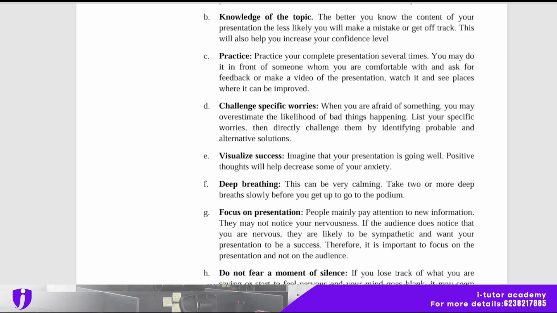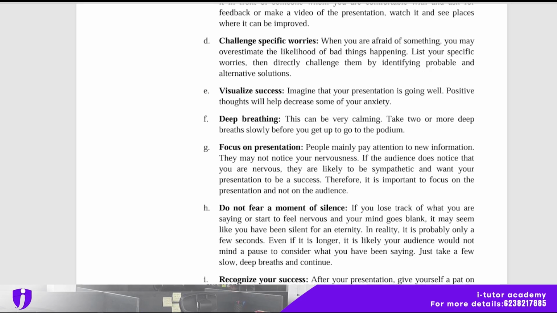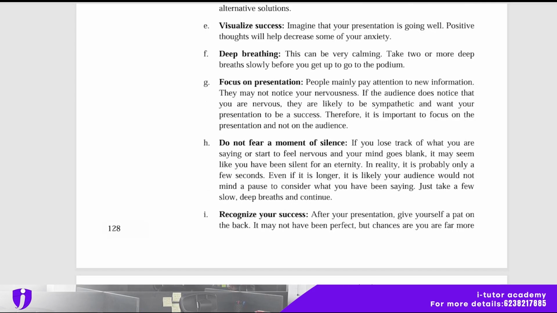And practice your complete presentation several times. Challenge specific worries. When you are afraid of something, you may overestimate the likelihood of bad things happening. List your specific worries, then directly challenge them by identifying probable and alternative solutions. And visualize success. Imagine that your presentation is going well, and positive thoughts will help decrease some of your anxiety.